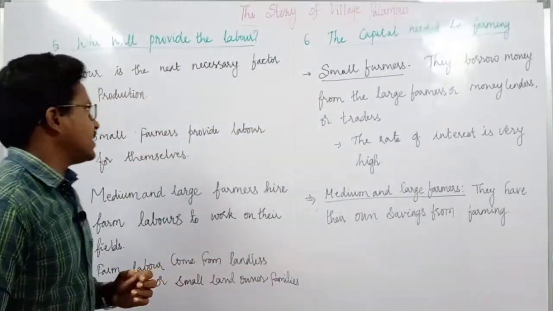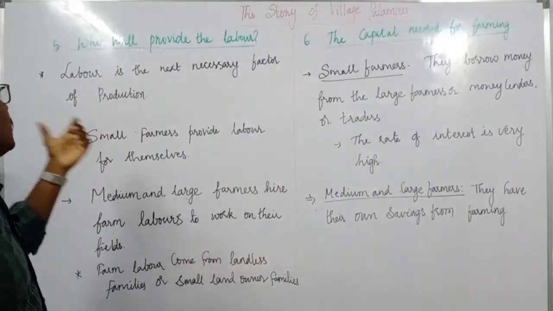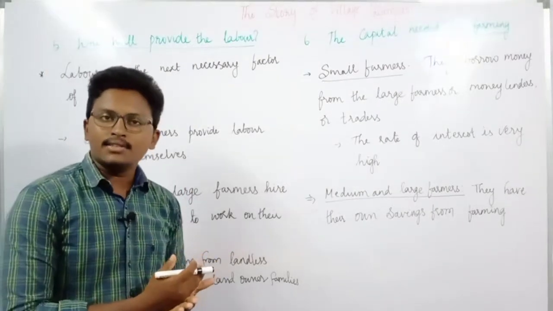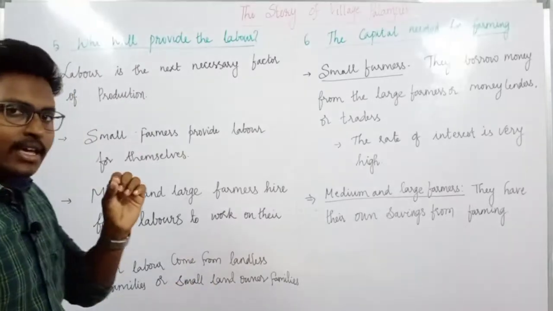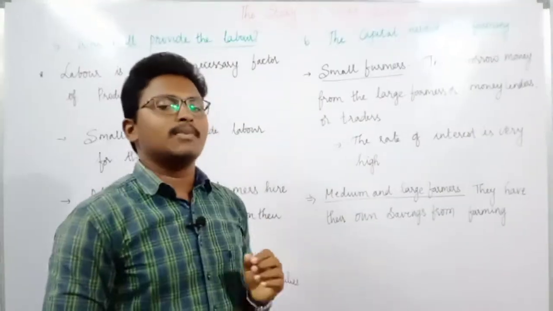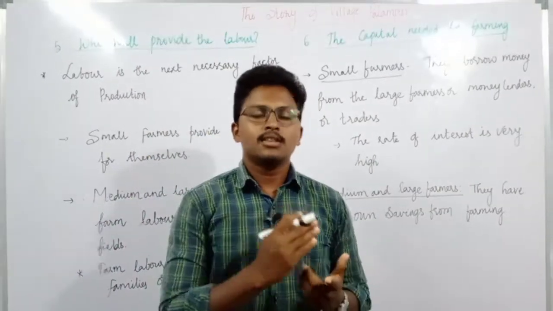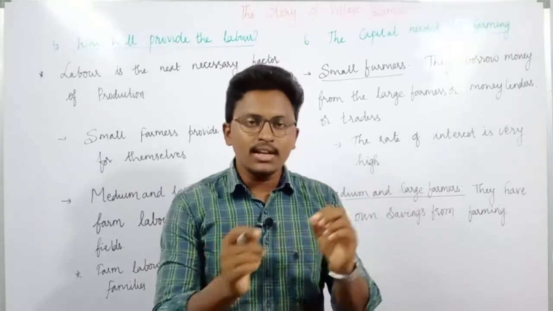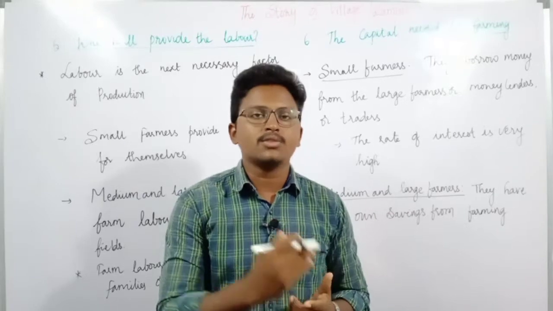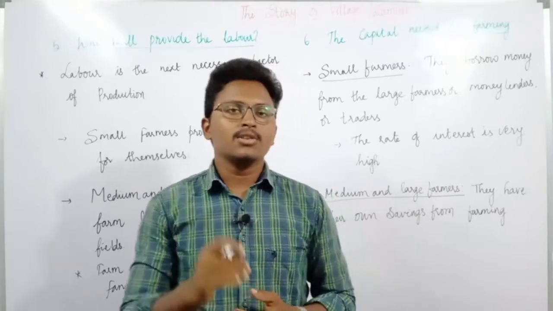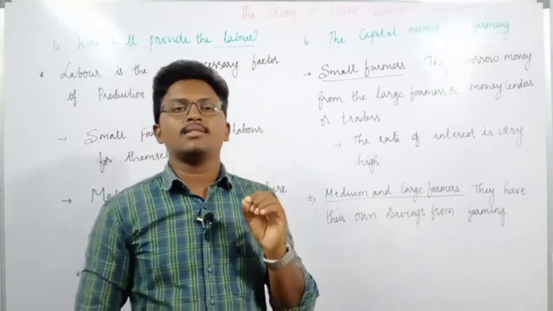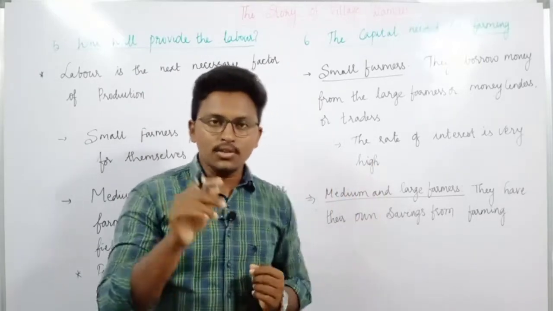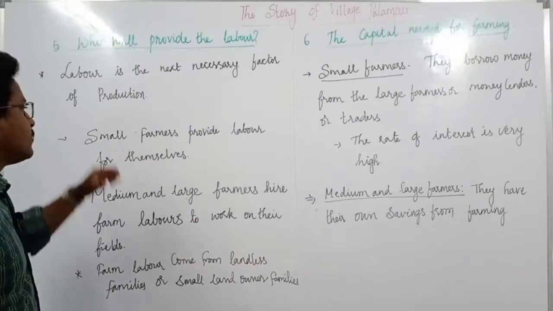What it is saying is that labor is the next necessary factor of production. As I have mentioned, after land the next one is labor, and here we can classify the farmers mainly into two different parts. One is small farmers, the second one is medium and large farmers. We have already discussed who these small farmers and medium and large farmers are. So from where will they get labor to cultivate or produce any crop in this village? Let us see about the small farmers.